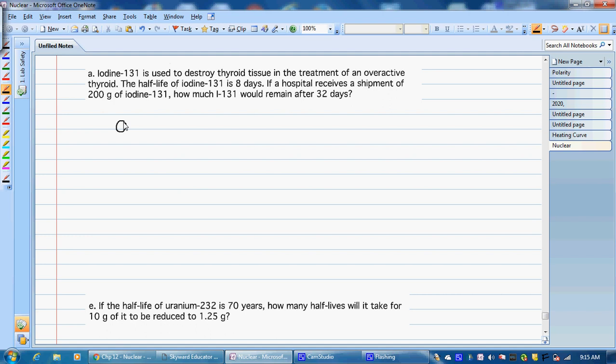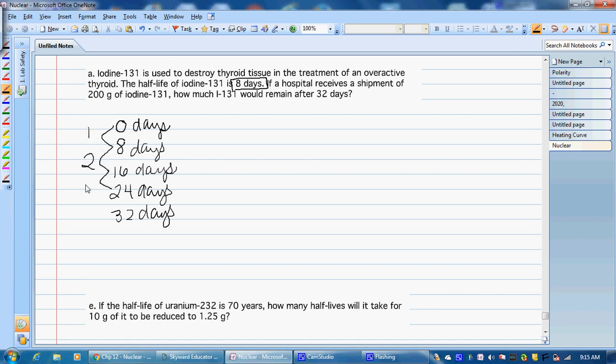So we always start at 0 days, and then we increase by our half-life. So here we have 8 days. We know one half-life is 8 days, so from 0 to 8 would be one half-life. Then from 8 to 16, so we just increase by 8 days each time. Then we add another 8, which gives us 24 days. And then we add our last 8 days, and that would be 32 days. So this is where we want to get to. This would be one half-life, a second half-life, a third half-life, and a fourth half-life that it would take to get there.